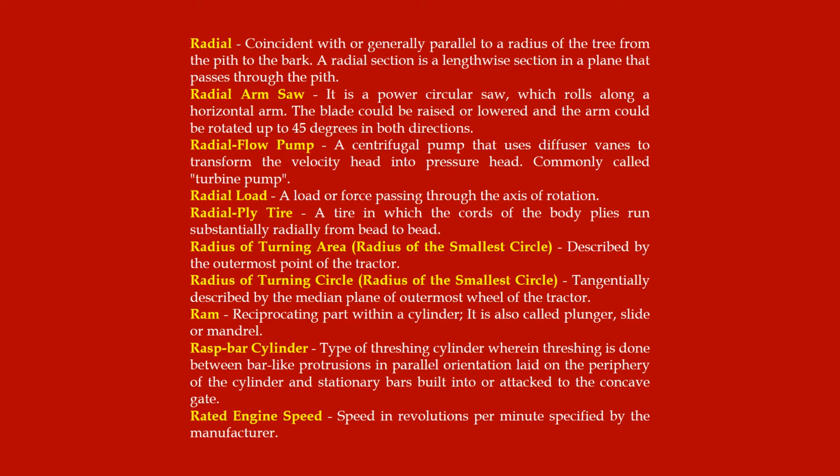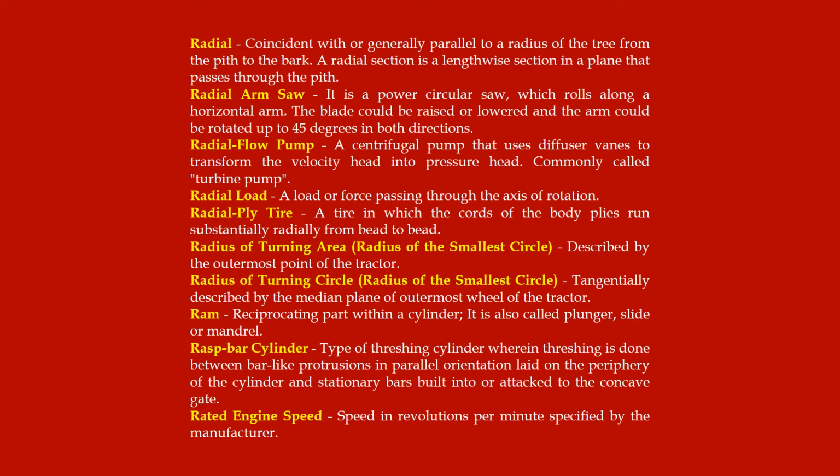Radial arm saw. It is a power circular saw which rolls along a horizontal arm. The blade could be raised or lowered and the arm could be rotated up to 45 degrees in both directions. Radial flow pump: a centrifugal pump that uses diffuser vanes to transform the velocity head into pressure head, commonly called turbine pump. Radial load: a load or force passing through the axis of rotation.